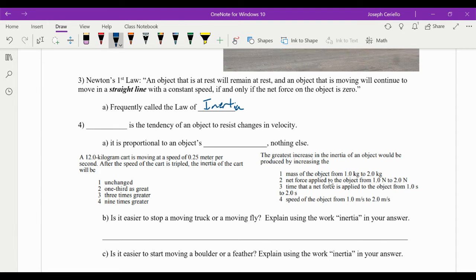By the way, straight line and constant speed, remember, velocity is when you put speed and direction together. So you could also just say constant velocity here. Inertia is the tendency of an object to resist changes in velocity.